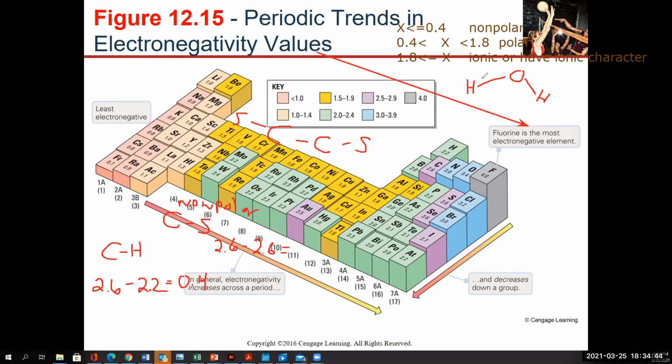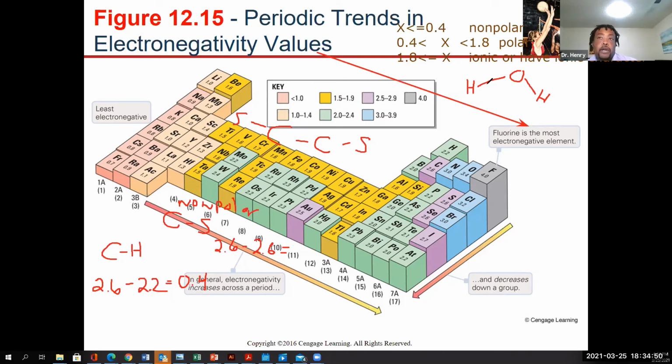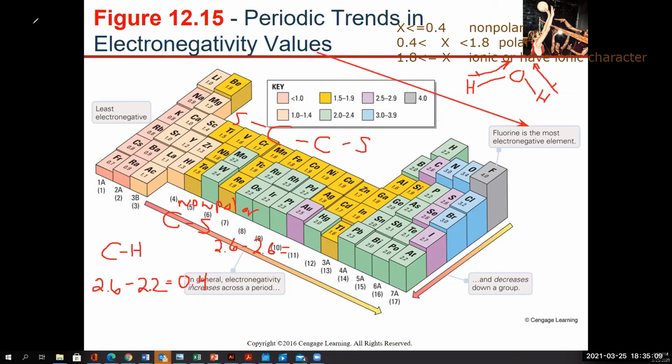So you want to look at the bond between them first, and determine whether it's going to be polar or non-polar. In this context, this bond is going to be polar, and that bond is going to be polar. And so overall, the molecule is going to be polar. Does that make sense?